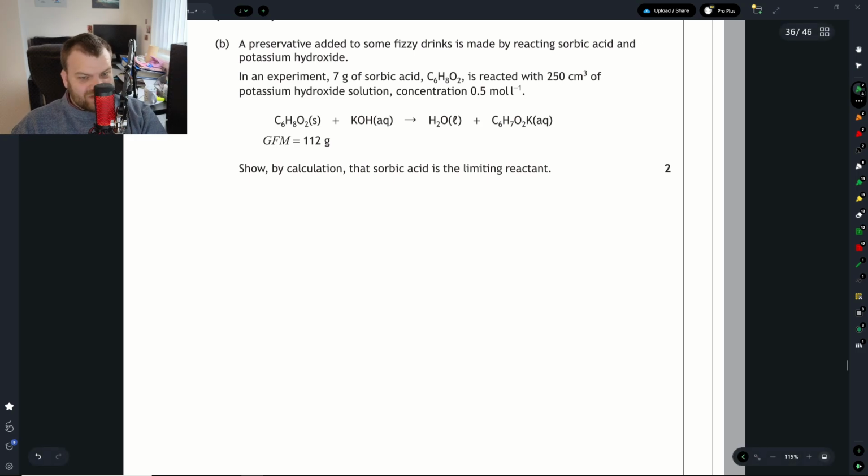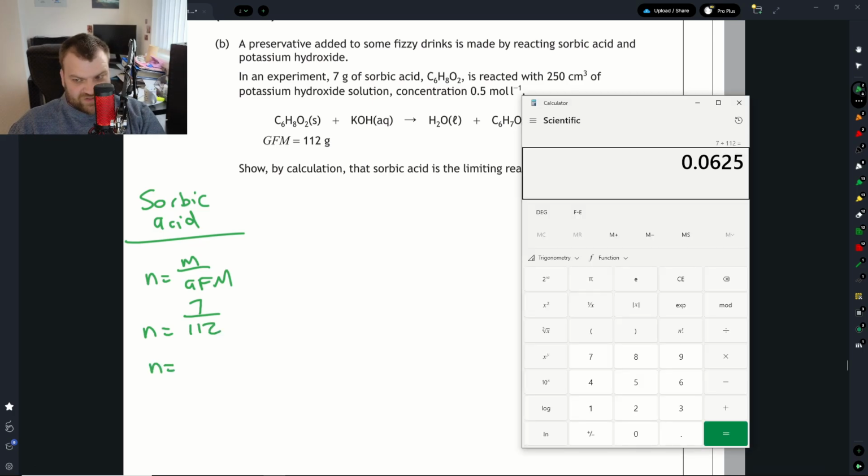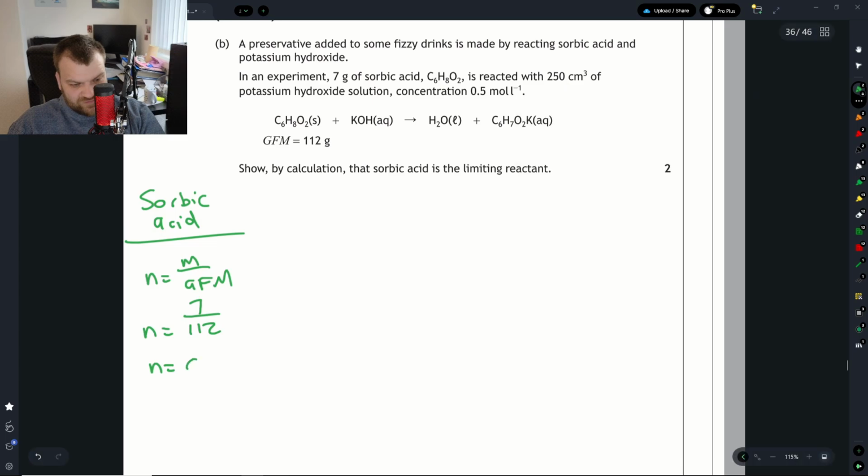Okay, so in this question we're asked to determine the limiting factor. I want the number of moles of both of the chemicals. I'll start with the sorbic acid first of all. We can use n equals m over GFM, so n equals 7 divided by 112. That gives you 0.0625. For potassium hydroxide, I'm going to use n equals c times v.